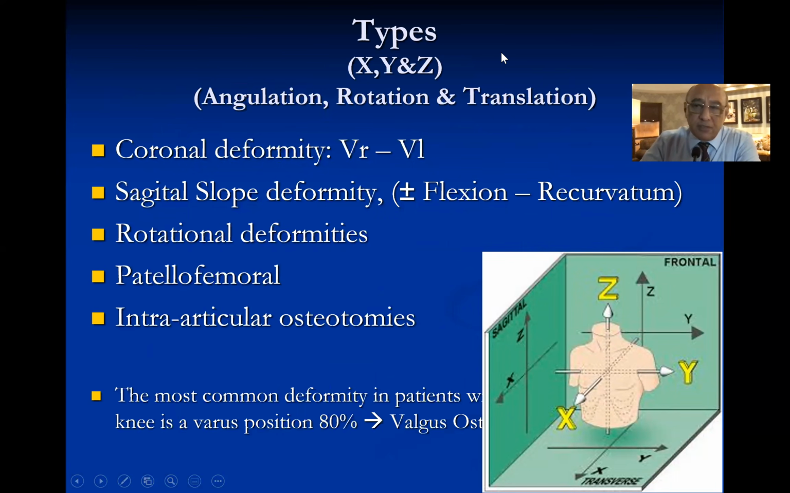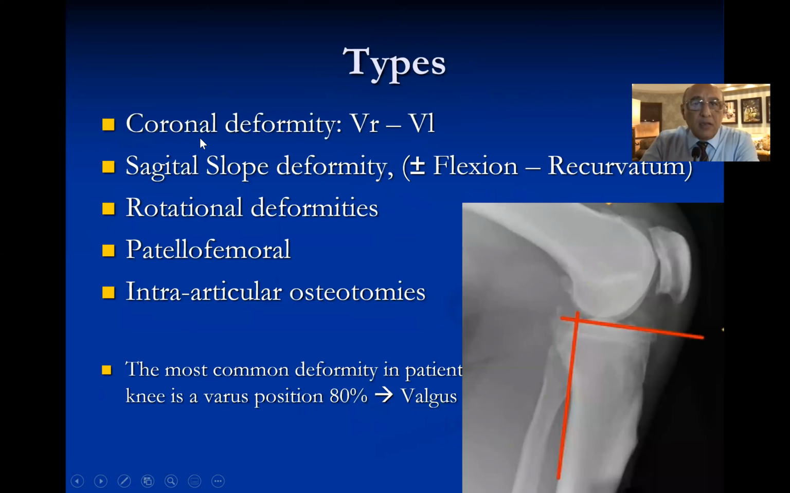Before we choose the type of upper tibial osteotomy, we have to think of the XYZ axes and planes. And in each of these 3, we can get angulation, rotation, or translation. So in the coronal plane, we get varus and valgus. In the sagittal plane, we can get flexion or recurvatum, or increase or decrease of the slope of the upper tibial plateau.